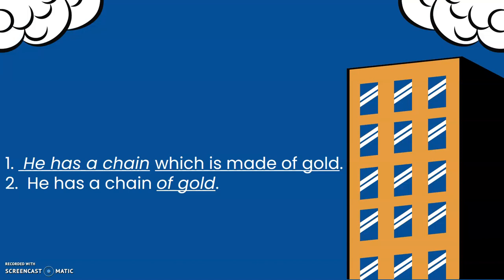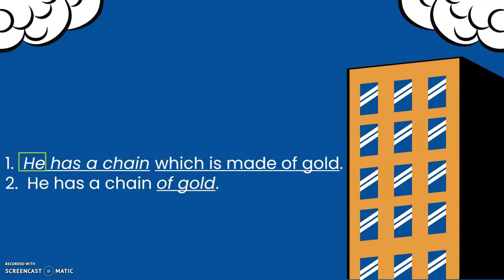And what is a predicate? Predicate means it contains a verb. Now see the first sentence. Now let's read the first sentence. He has a chain which is made of gold. Now is there a subject here, a noun or a pronoun? Yes, there is a pronoun, he. So he is a subject. Next, has a chain, which is made of gold. So has a chain is a what?